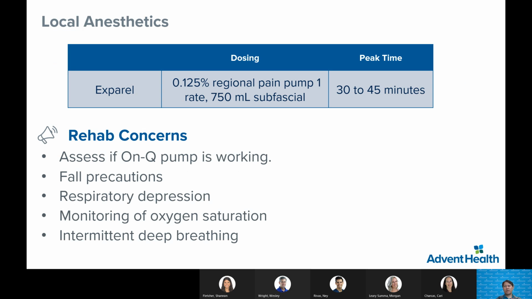Local anesthetics. It is found in our pain pumps, particularly Exparel, and it is delivered through subfascial infiltration, and the peak time is within 30 to 45 minutes after it is activated. Our rehab concern for local anesthetic is that it allows for early mobility for patients after surgery. So that's the advantage of this compared to traditional analgesic methods. This is through the study of Nassar, Fahy, and Michel in 2020.